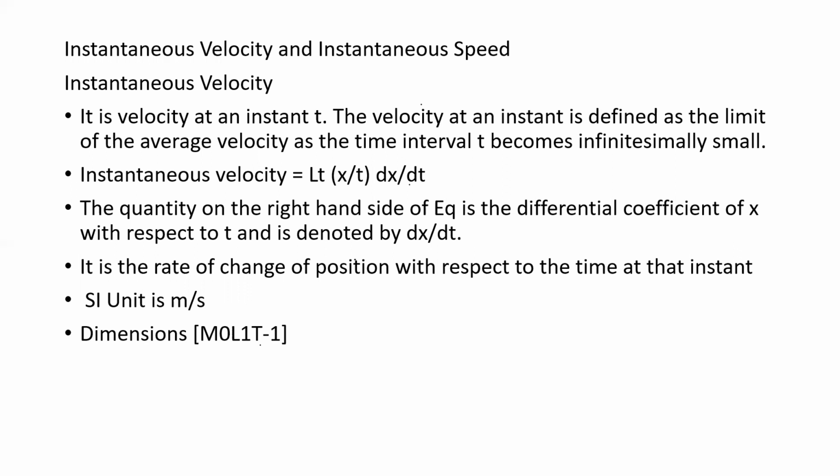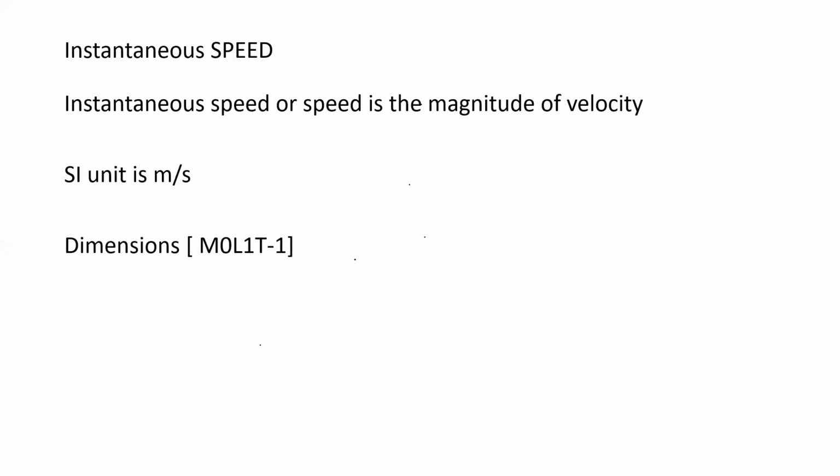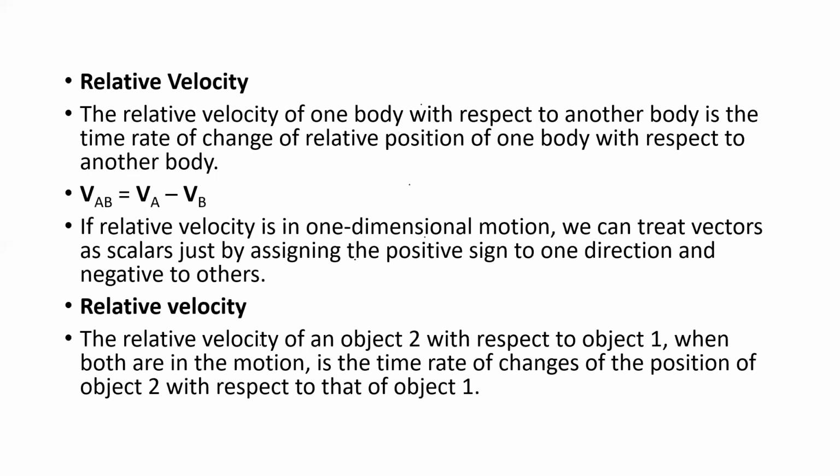Okay, the quantity on the right hand side of the equation, you can see it is a differential equation. It is denoted by dx by dt. It means the rate of change of position with respect to time at that instant is called instantaneous velocity. The SI unit is meter per second and the dimensional formula is M^0 L^1 T^-1. Then instantaneous speed, we know, is the same as instantaneous velocity.